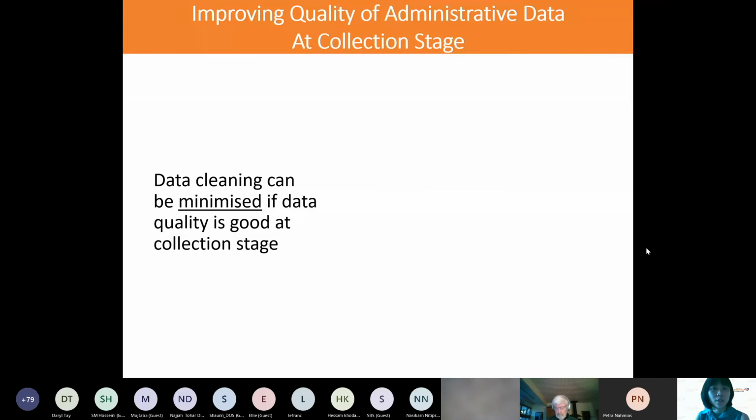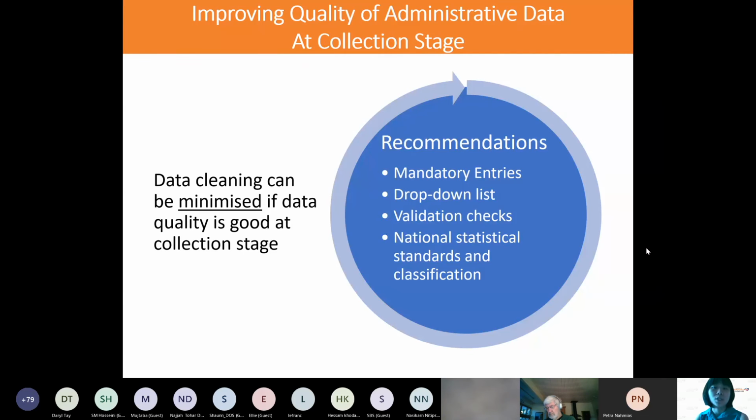While our department is not directly involved in the collection of data, we do advise the source agencies on how they can improve their collection methods. After all, data cleaning can be minimized if data quality is good at the collection stage. Here are some of the recommendations we have given to the source agencies when they design their data collection forms. Firstly, making critical fields mandatory will improve the completeness of information collected. Secondly, using drop-down lists instead of free text fields can help to minimize reporting errors. Thirdly, introducing validation checks to flag invalid entries in real time will also improve the accuracy of data collected. And lastly, adopting the national statistical standards for classifying fields such as occupation and education will ensure consistency and comparability of data across different sources.